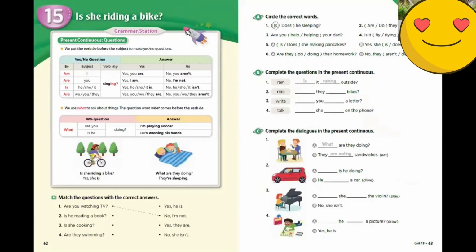Now moving on, we went to task 15. In task 15, I taught you how to make present continuous questions. How to make questions in the present continuous. In the positive and negative, you have a subject. And then your verb be before your verb that has ing.